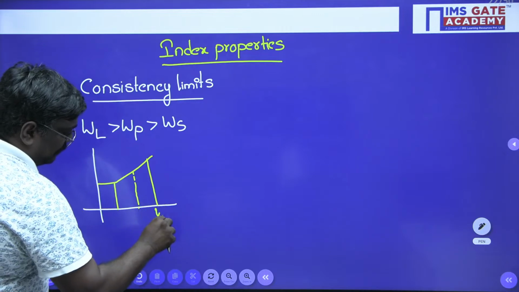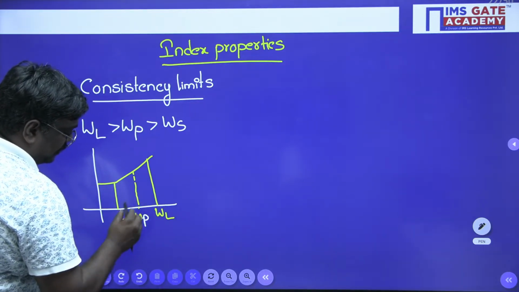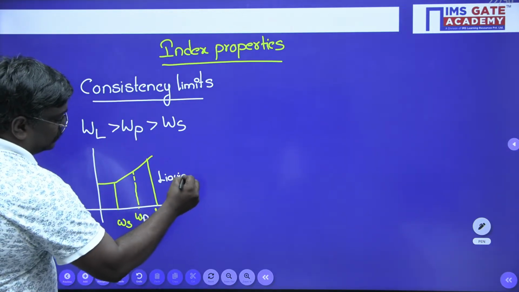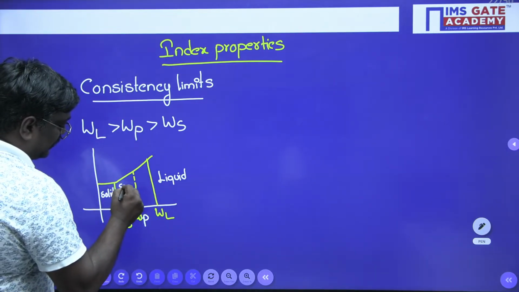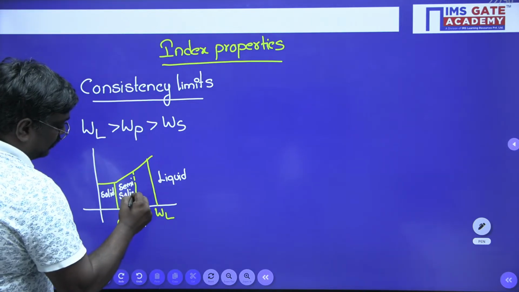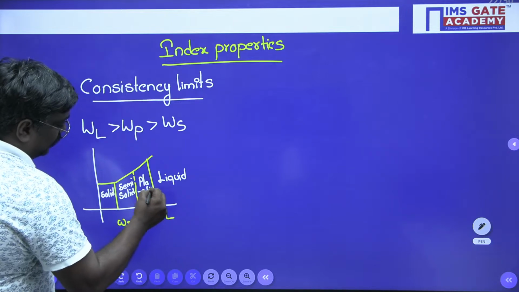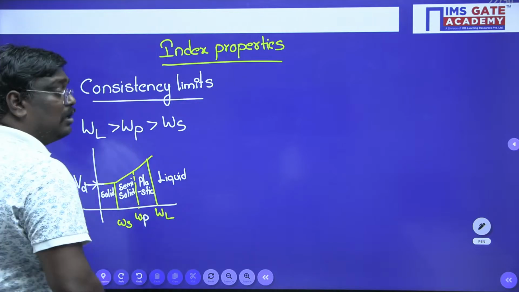This is liquid limit, this is plastic limit, and this is shrinkage limit. Here we call it the liquid state, and here we call it the solid state. Here it is solid, here it is semi-solid, and here we have the plastic state. At the shrinkage limit, it is called dry volume.